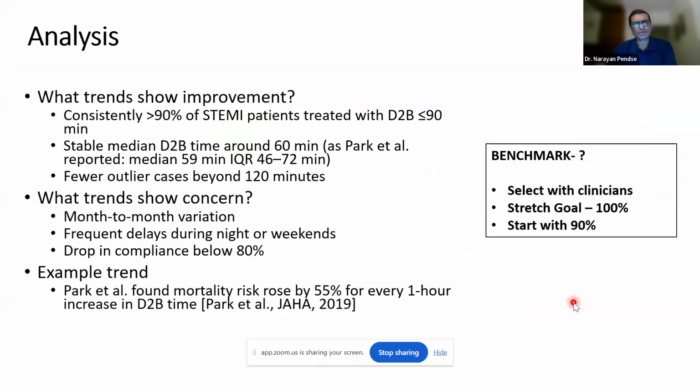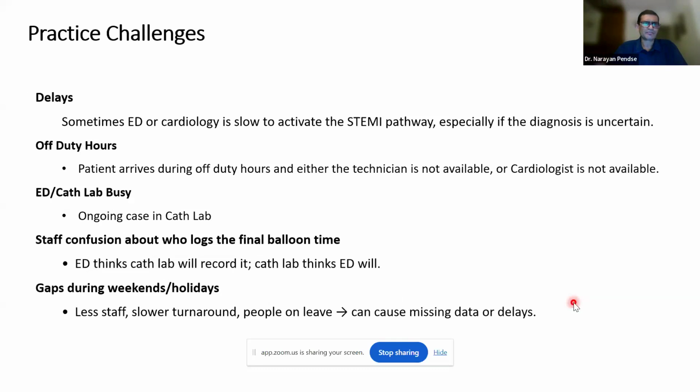Obviously, when you collect data, you need to benchmark and you need to analyze. What should be a good benchmark? One would expect 100% as a stretch goal, but at least more than 90% is a good aspirational benchmark to keep for your hospital. But discuss with your clinicians. Even if you start with a low benchmark, the idea should be to get better and better, because ultimately in MI cases, STEMI cases, every minute counts, and we need to make sure that we are able to intervene and reperfuse the vessels very quickly.